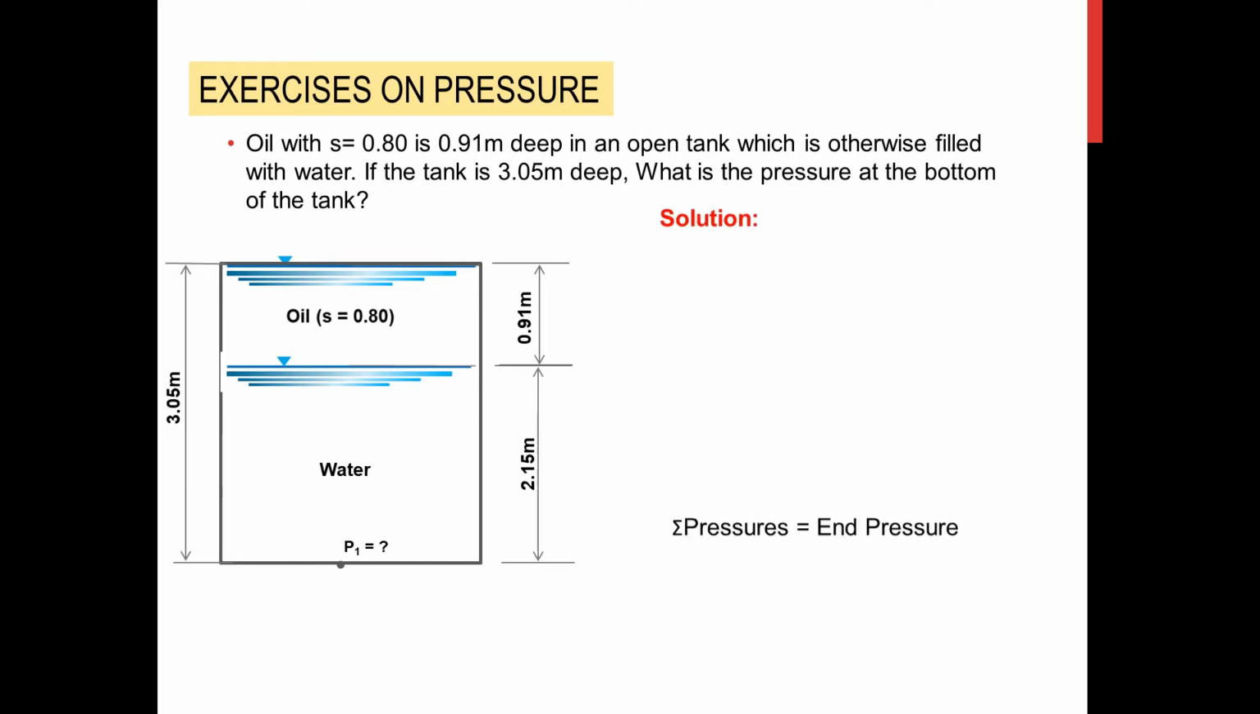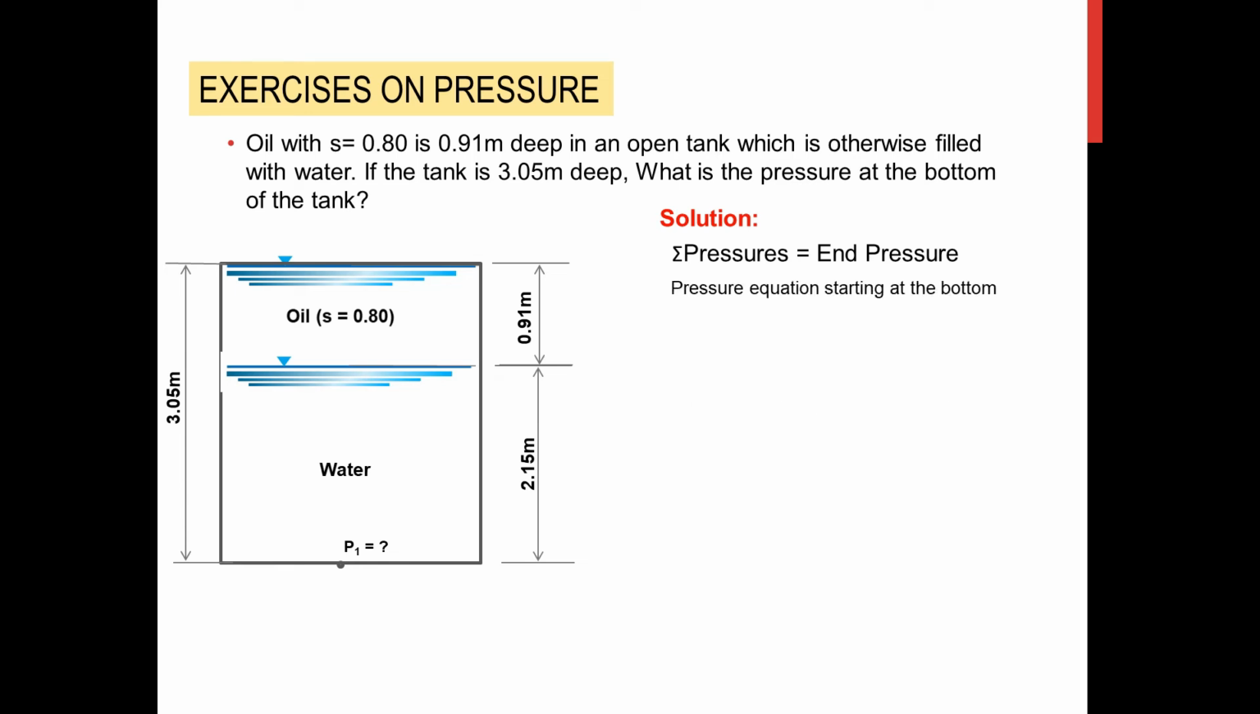So we now proceed to our solution, wherein we just apply summation of pressures is equal to end pressure. We can start on top or we can start at the bottom. In this case, I'm going to write my equation starting at the bottom. And then from that, we start with P1 and then we go up. Therefore, we denote it by negative gamma h of water. And then we further go up, negative gamma h of oil.